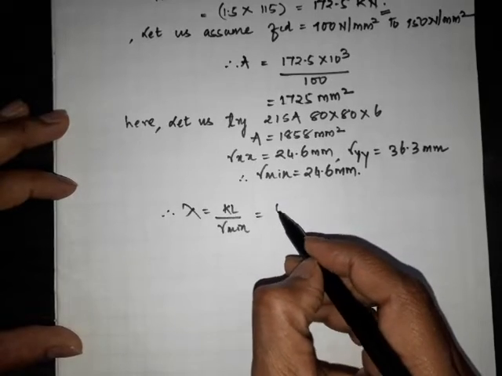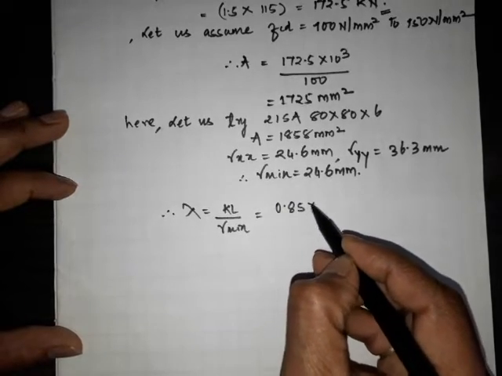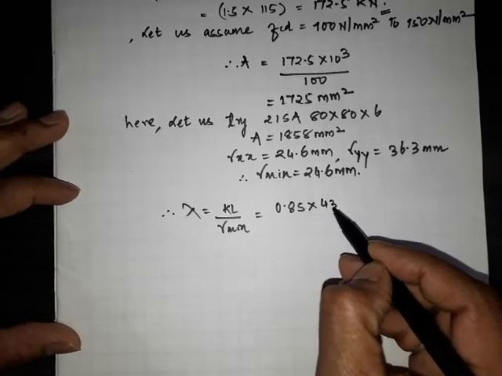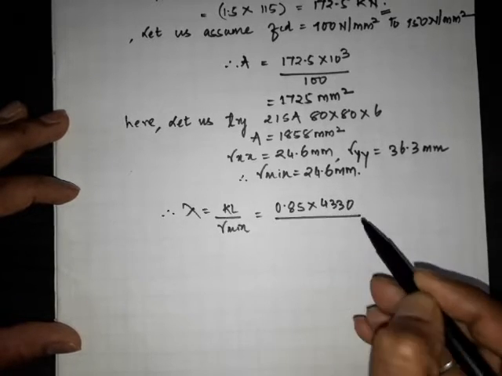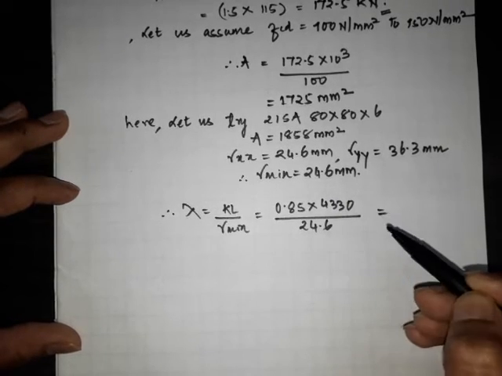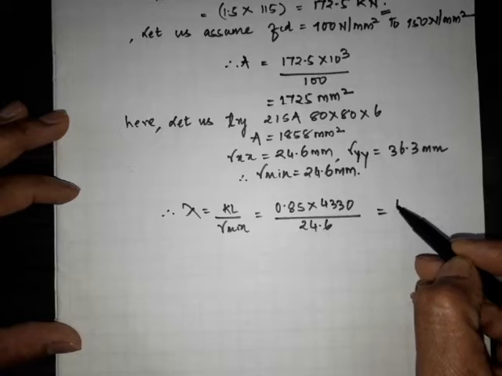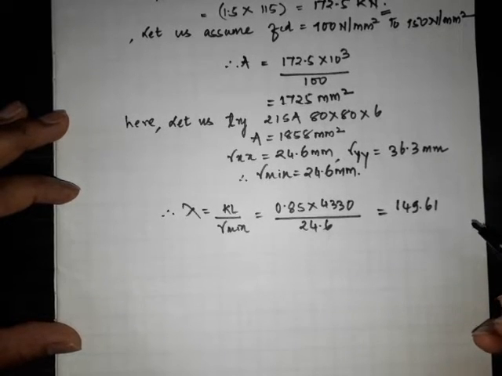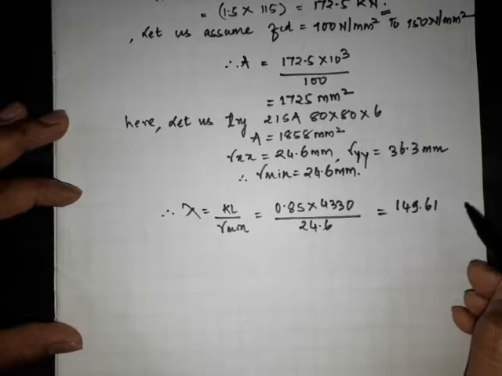Okay, K is 0.85. L is given in the table, so it is 4330. R minimum is 24.6. So we get lambda, that is KL by r minimum, equal to 149.61.